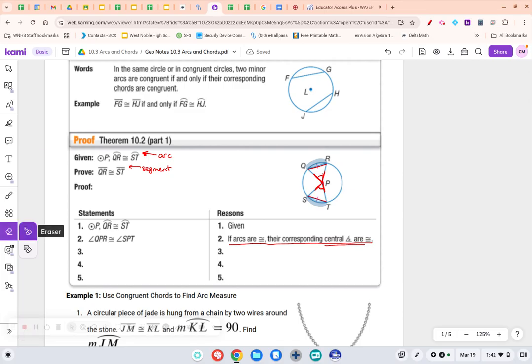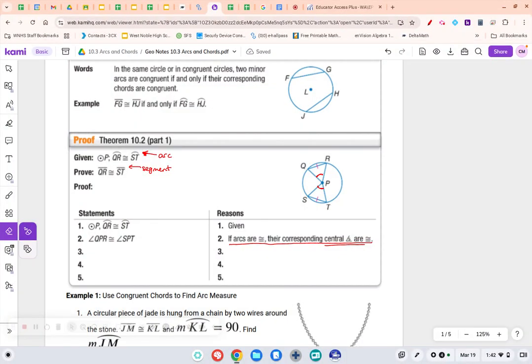So we learned that if we have a central angle, the arcs have to be the same. Or if the arcs are the same, we know the central angle is the same. Once again, that one also works both ways.